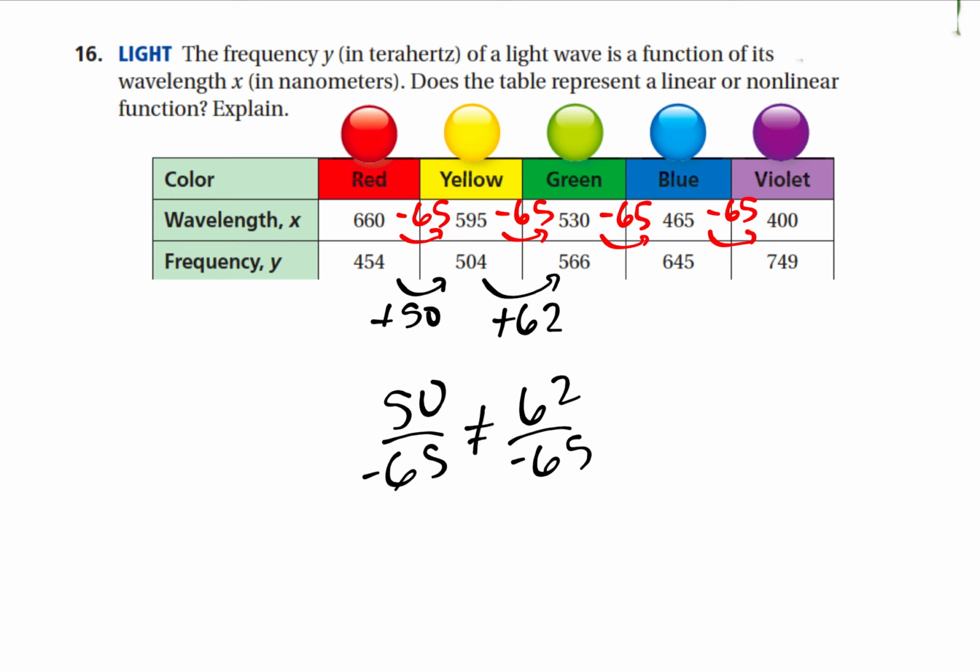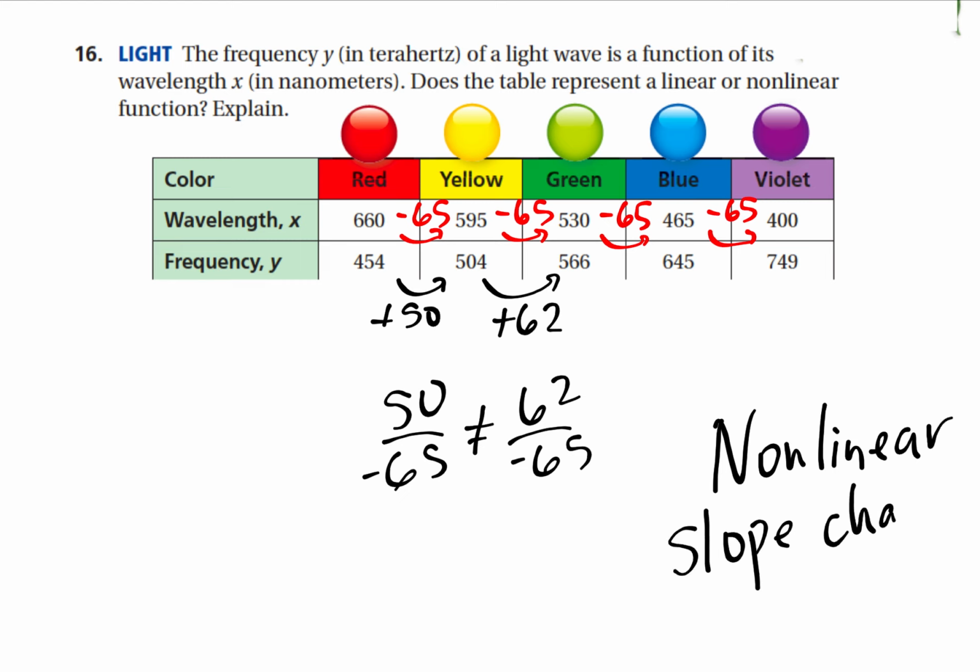We could continue checking, but we already know that these aren't the same. So we don't even need to check the rest of them. The slope does change, so this is nonlinear because the slope changes.